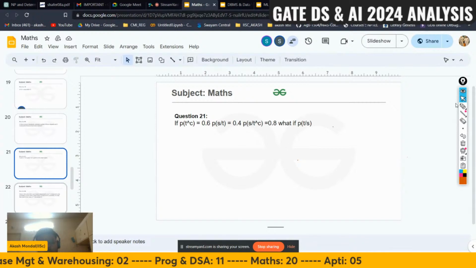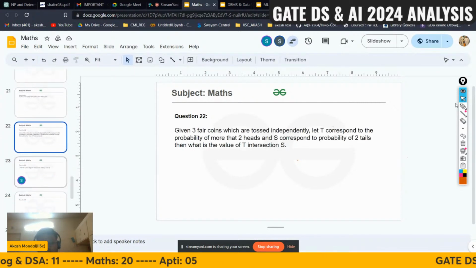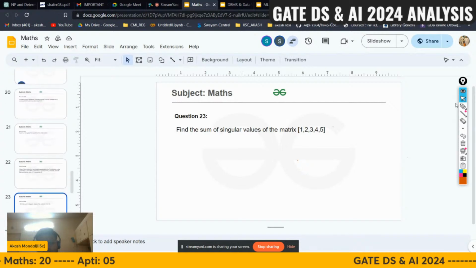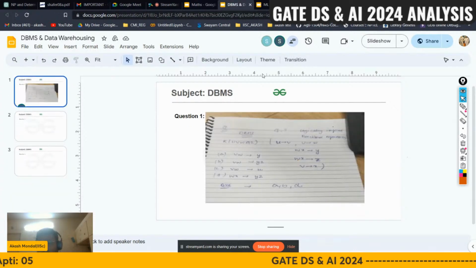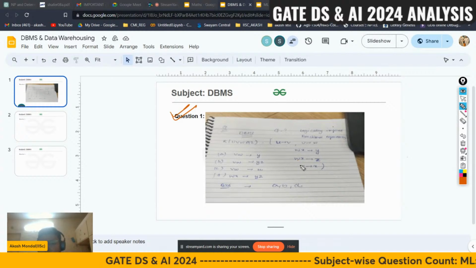Yeah, this I solved earlier. So yeah, this one also I solved. So let's see a question from DBMS. Let's see this question. It's a question of functional dependency.